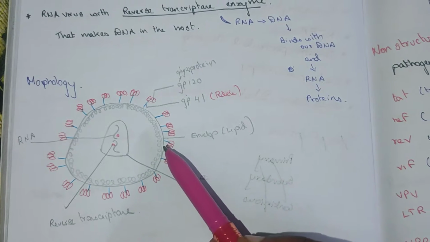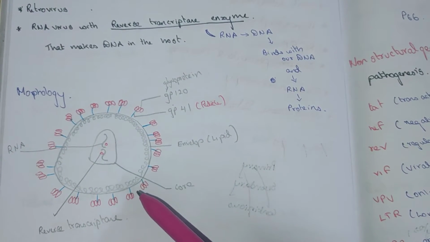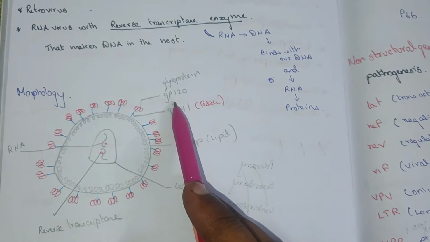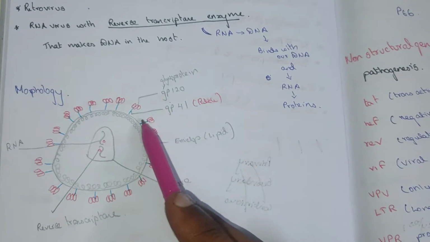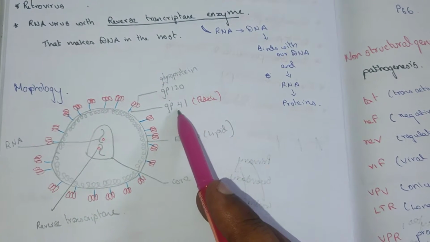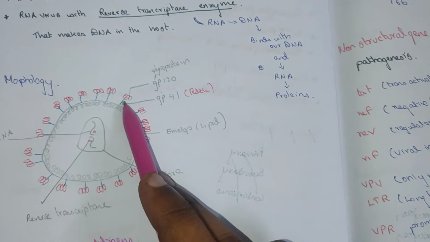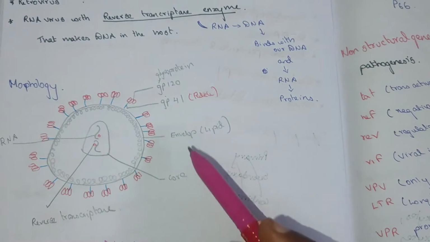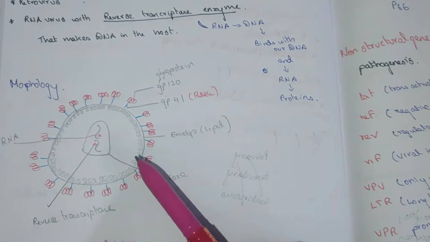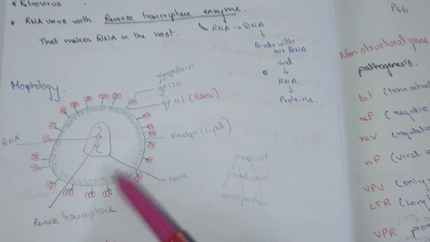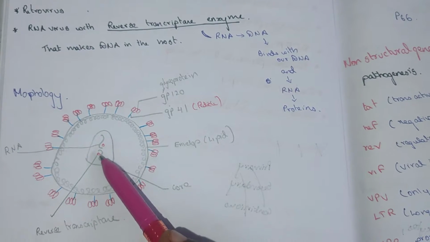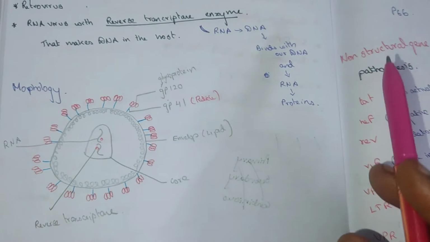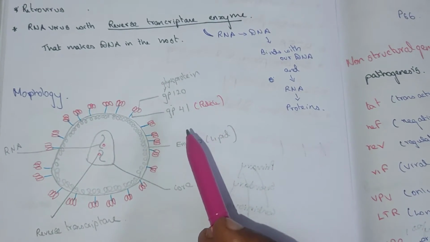Morphology. This HIV has GP120, which is glycoprotein 120, and GP41, which is a strand like this. It has an envelope which is lipid, and it has a core. In this core, it has RNA with the enzyme reverse transcriptase. This is the morphology of the HIV virus.